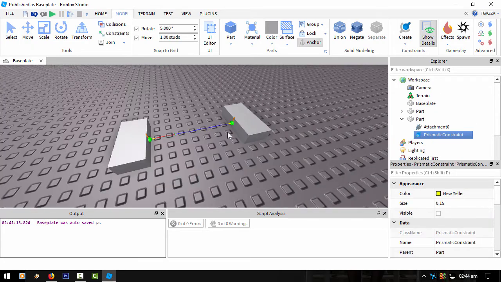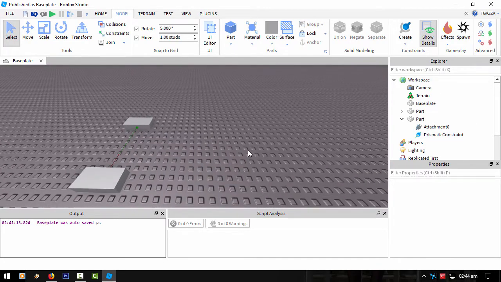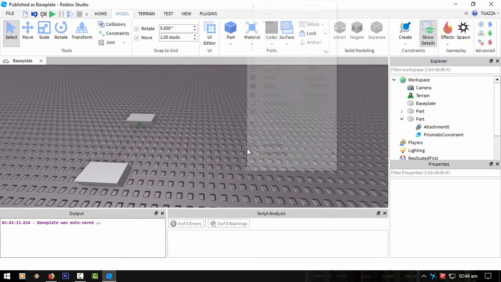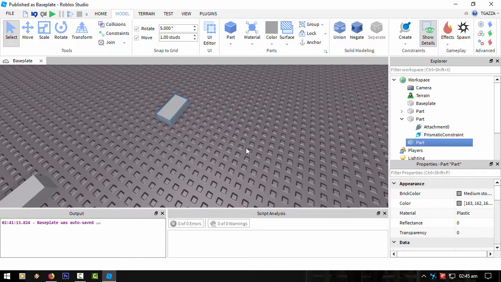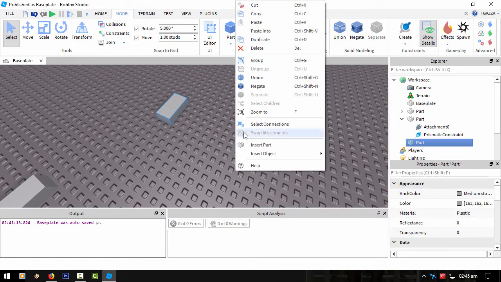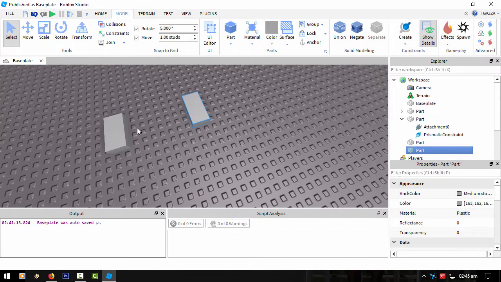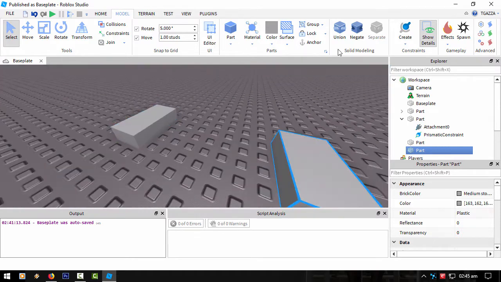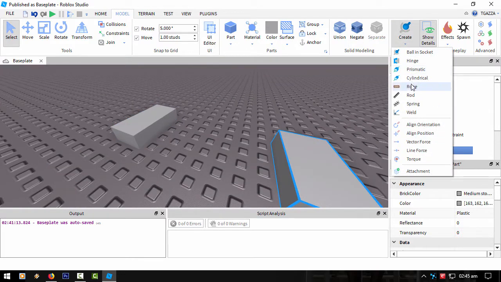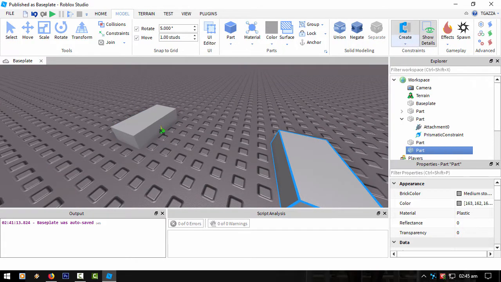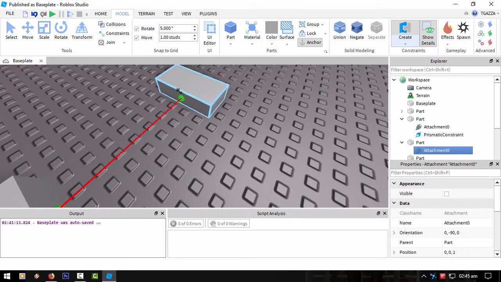You can also do a hinge constraint exactly the same way, and you can also control it with a script if you want to. I'll get into that a little bit later. So we've got a hinge, which is basically the same thing.